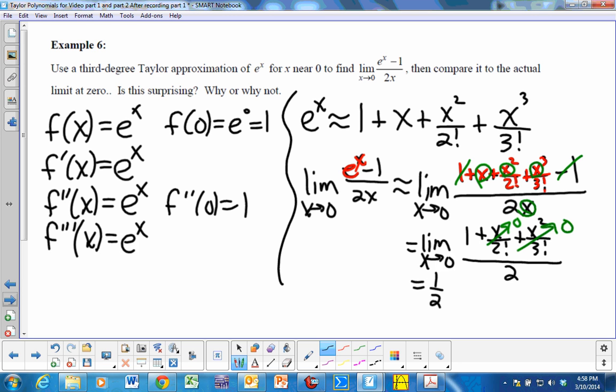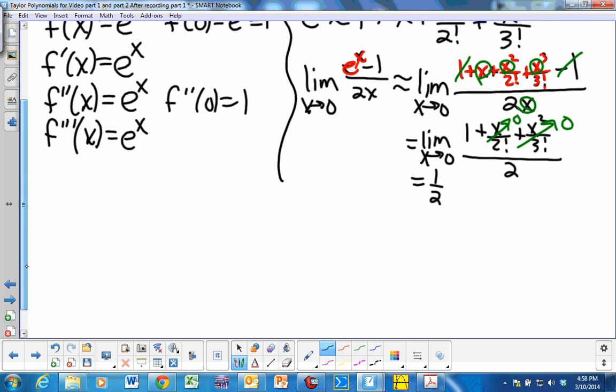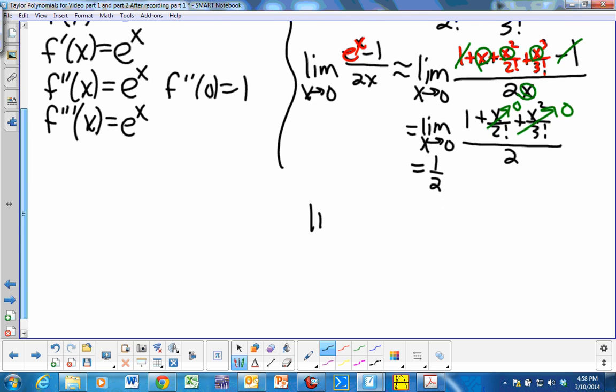Well, if we do the actual limit, this was the supposed approximate limit because I replaced e to the x. So let's do the actual limit. Okay, so we have a process and a way to do this. The first thing we do is plug in 0. So we plug in 0 for e to the x, and we get e to the 0, which is 1. 1 minus 1 is 0. Put a 0 here, 0 over 0.